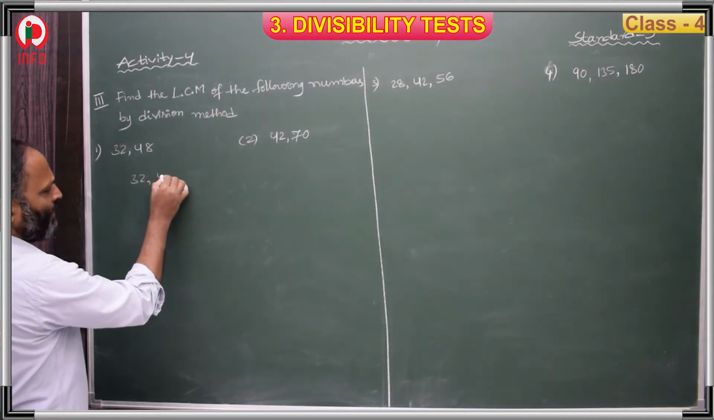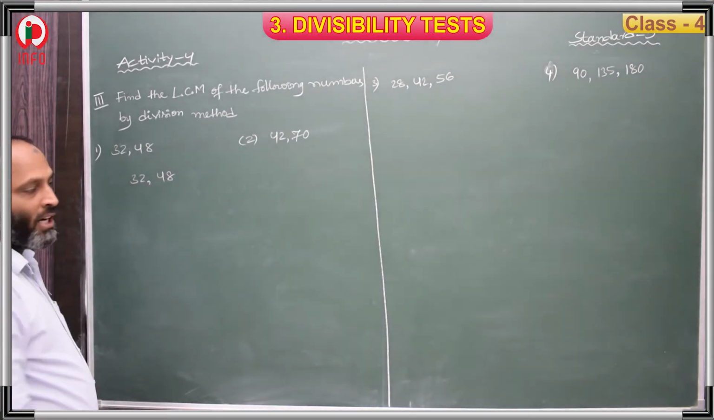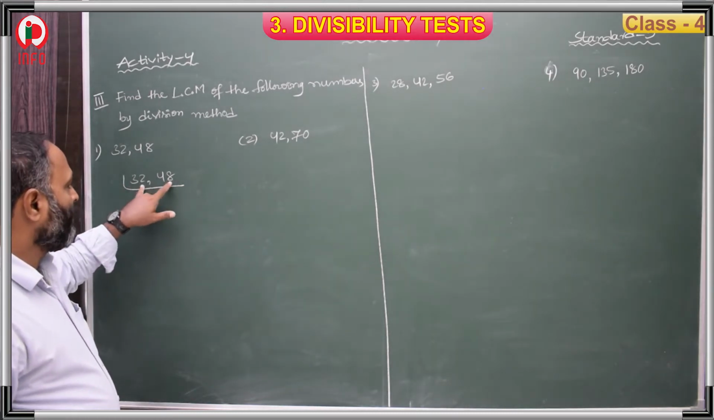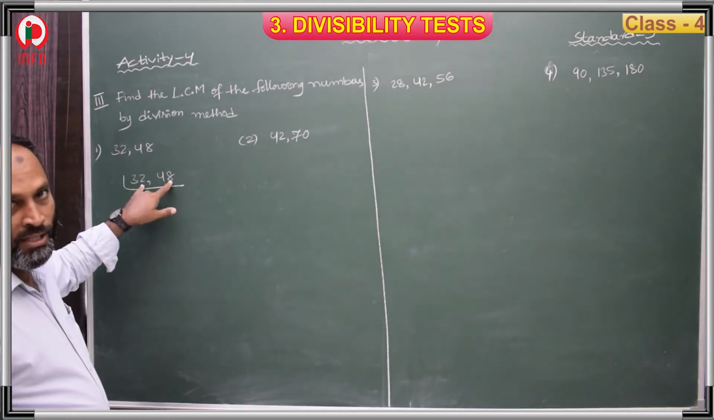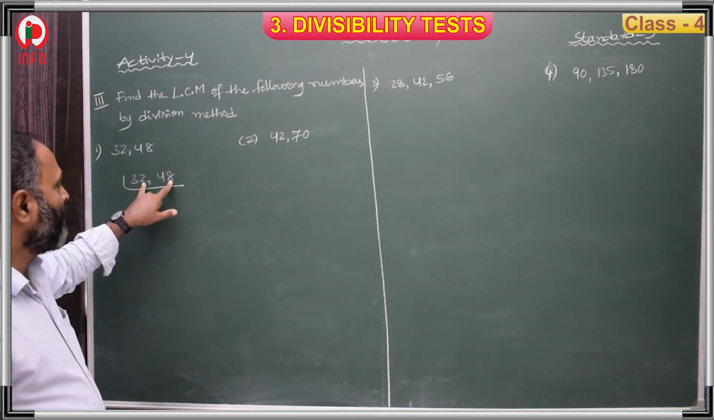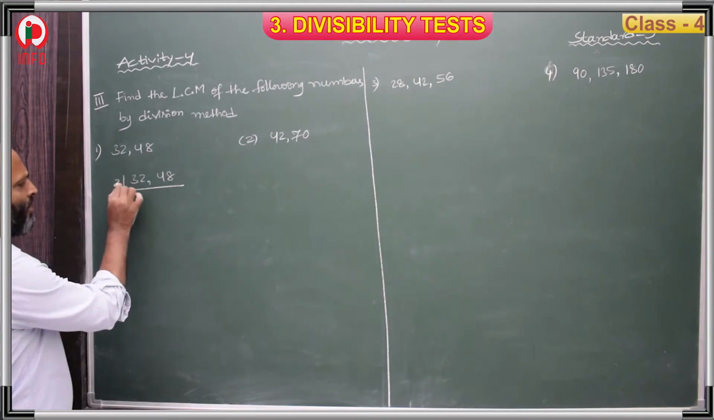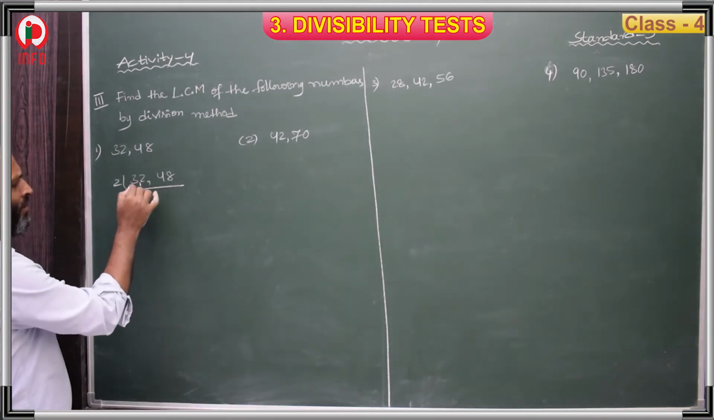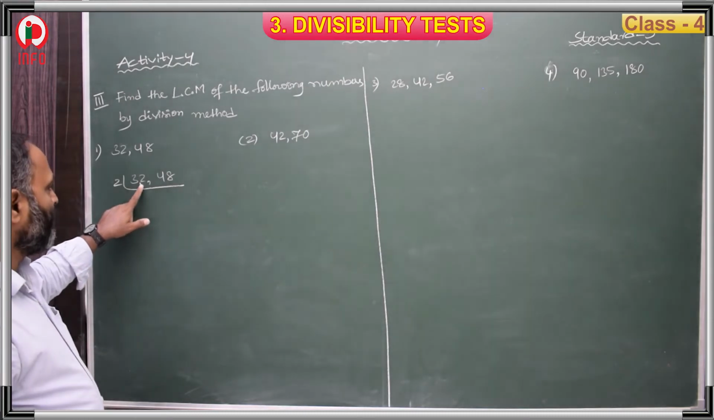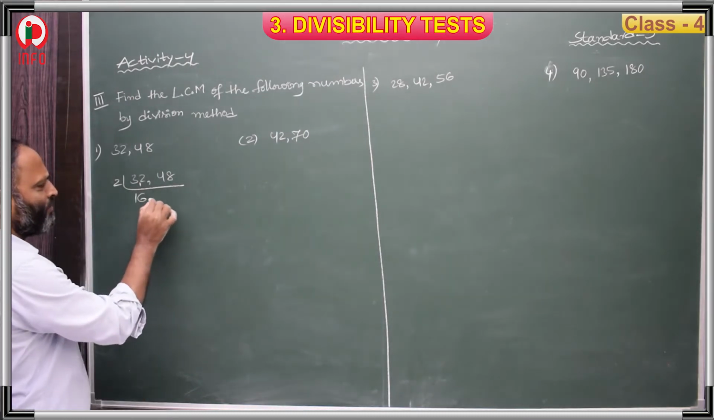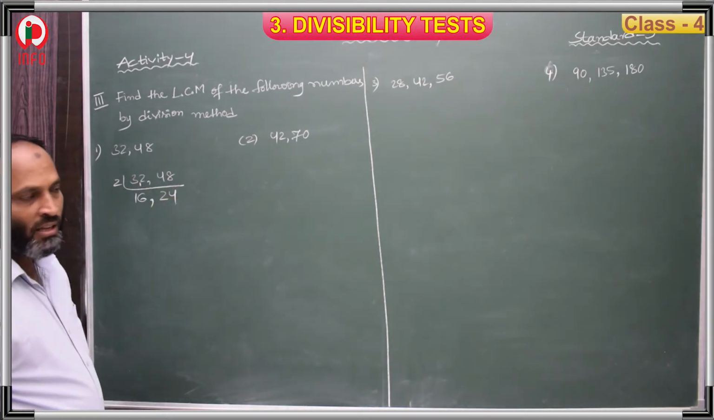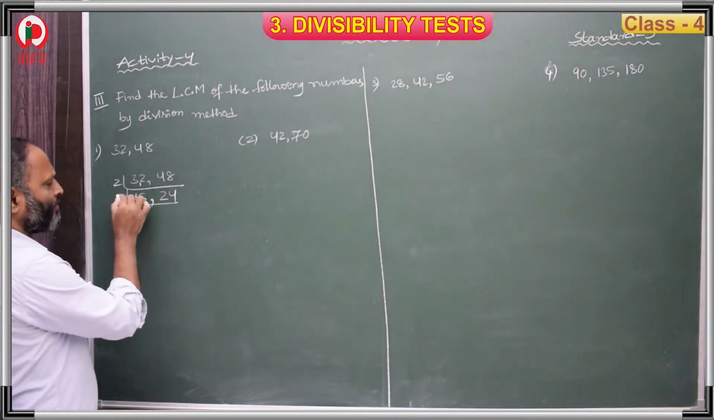32 and 48, we write 32 and 48 like this. 32 is an even number and 48 is an even number. In the ones place there is 8 and in the ones place there is 2, so it is divisible by 2. Take 2. 2 ones are 2, 2 and 3 gap is 1, that 1 is left here. 2 sixes are 12. In the same way, 2 twos are 4, 2 fours are 8.